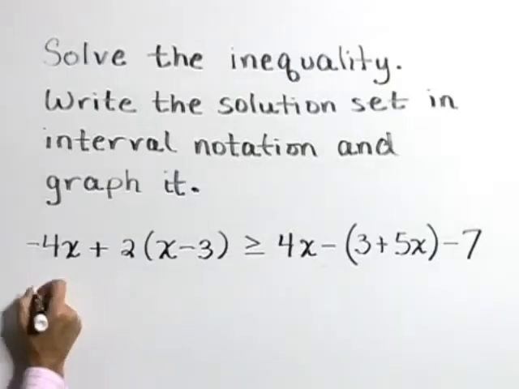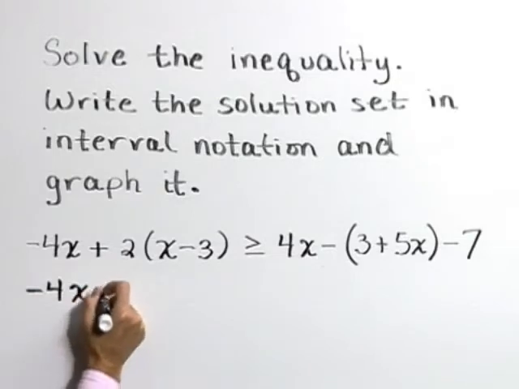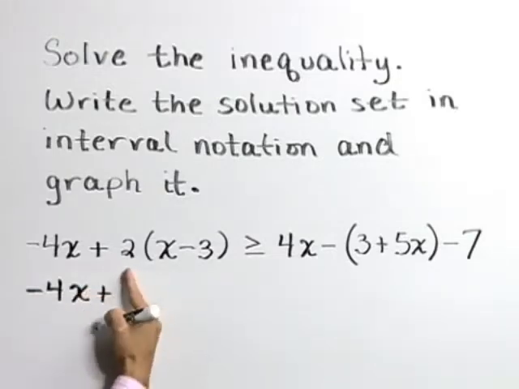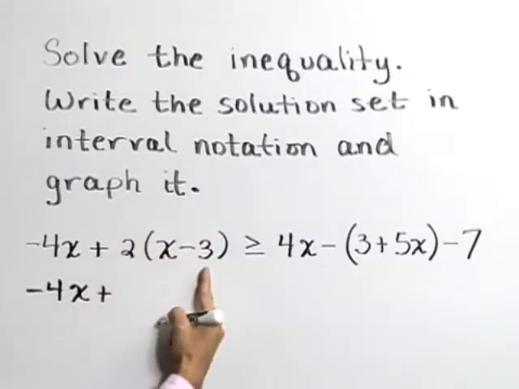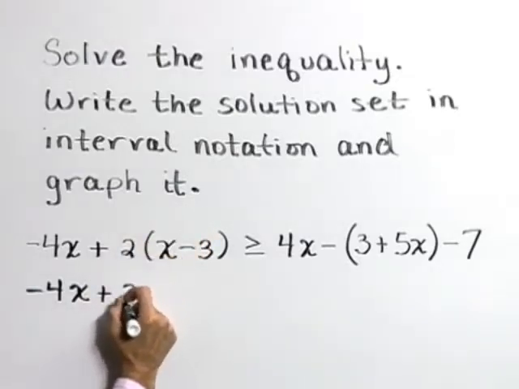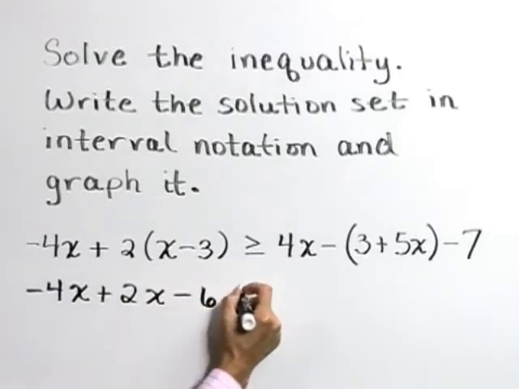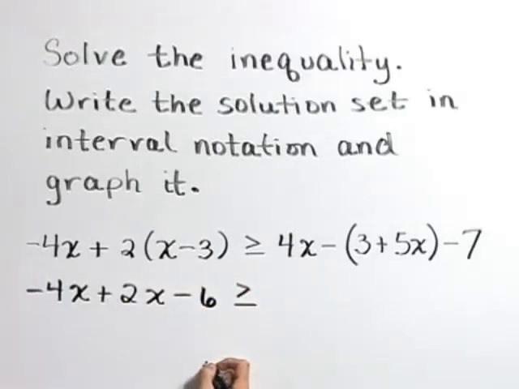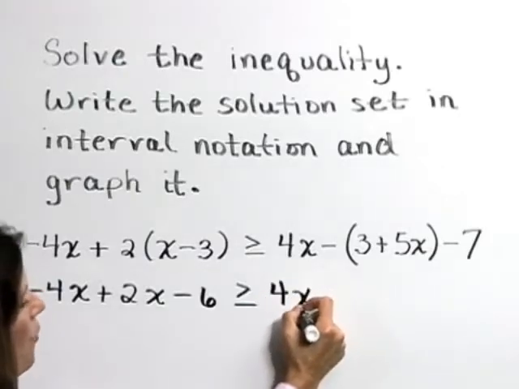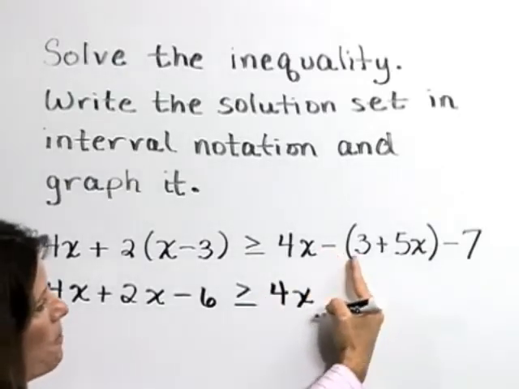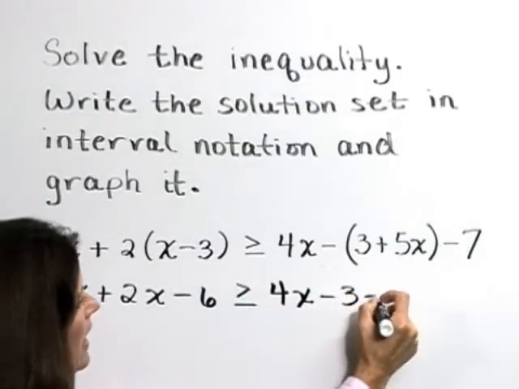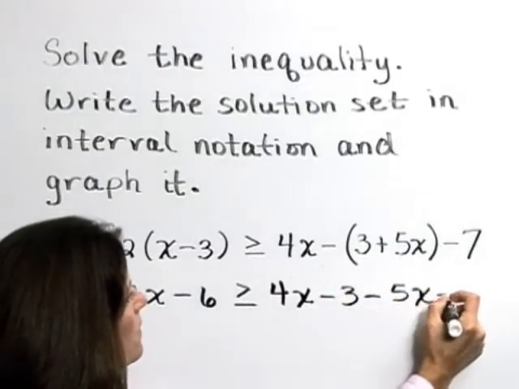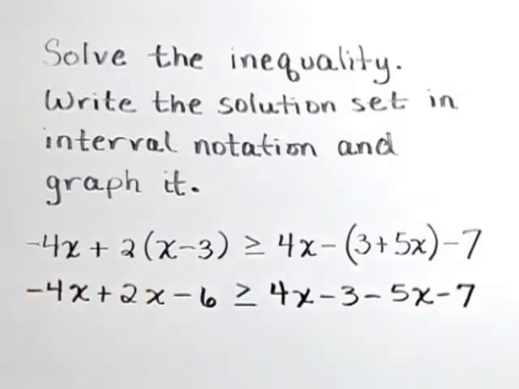On the left-hand side, we have a negative 4x plus, using the distributive property and multiplying 2 times both terms in parentheses, we have a plus 2x and a minus 6. That's greater than or equal to, on the right-hand side, we have 4x. Distributing our minus sign into the parentheses gives us a minus 3 and a minus 5x, minus 7.